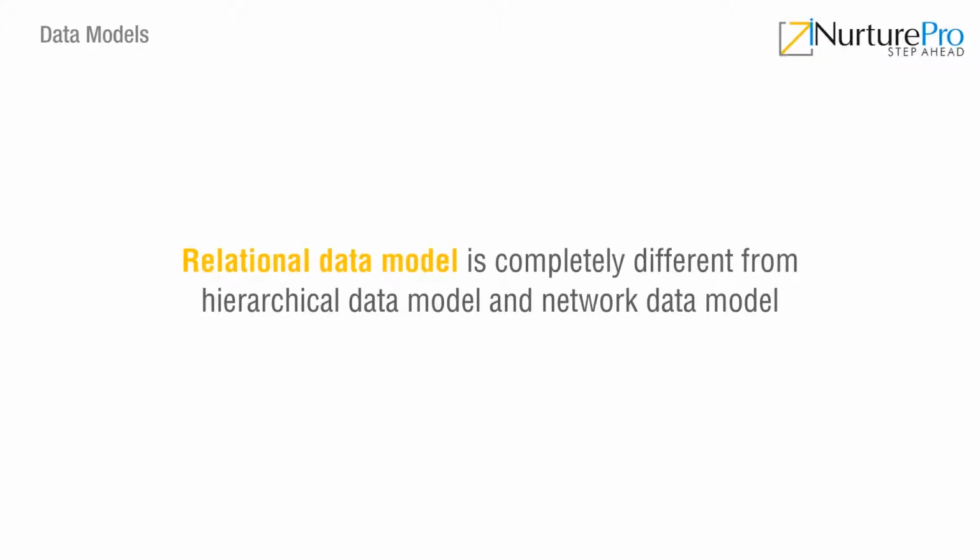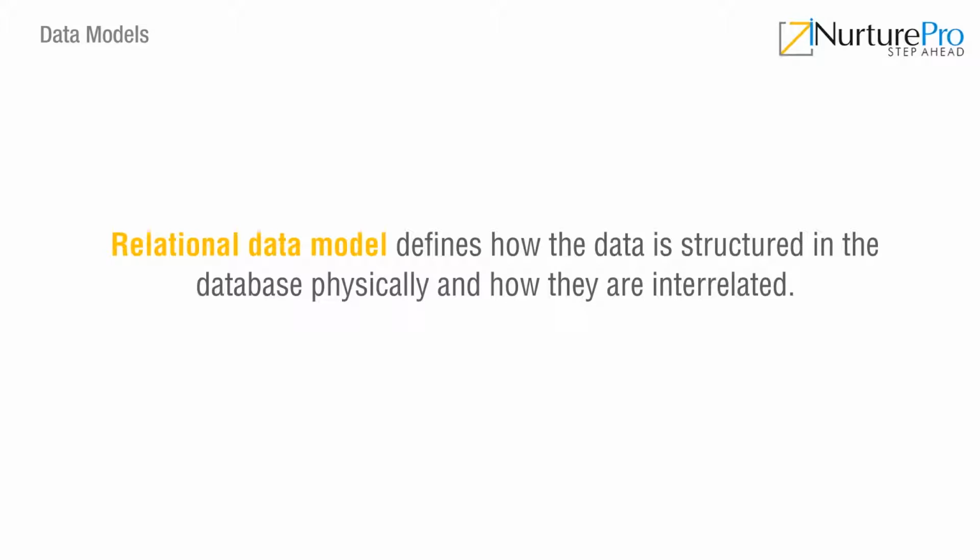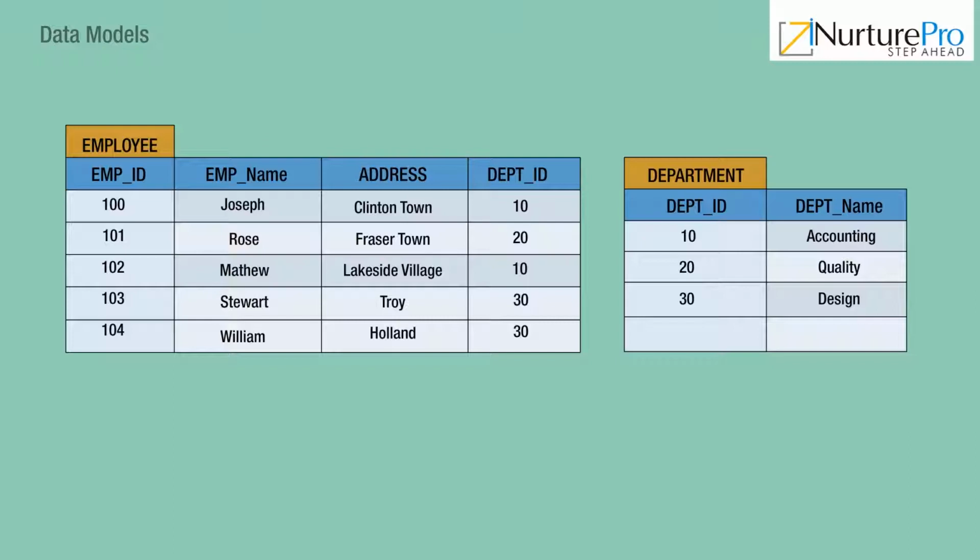Relational data model is completely different from hierarchical data model and network data model. It defines how the data is structured in the database physically and how they are interrelated. Let us take an example to understand the relational data model. Consider the department and employee table shown on screen. In the employee table, we have a unique employee ID column which identifies each employee. Such column is called as the primary key of the table. Similarly, department table has department ID as primary key.